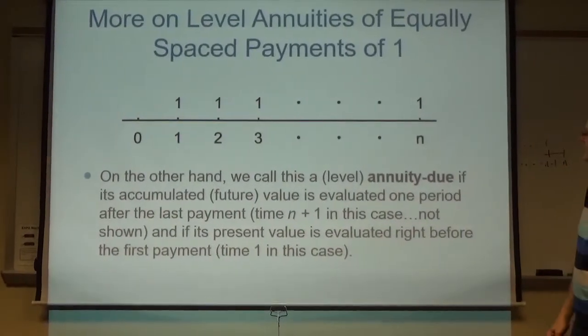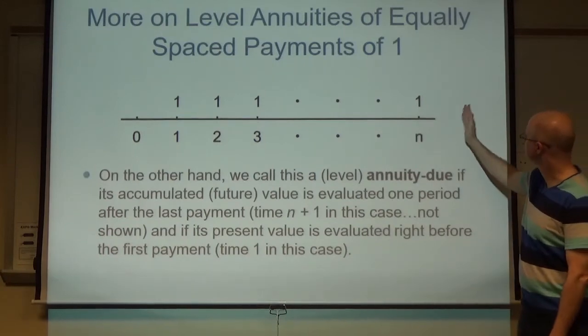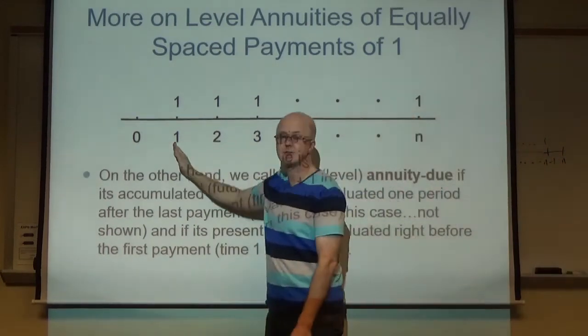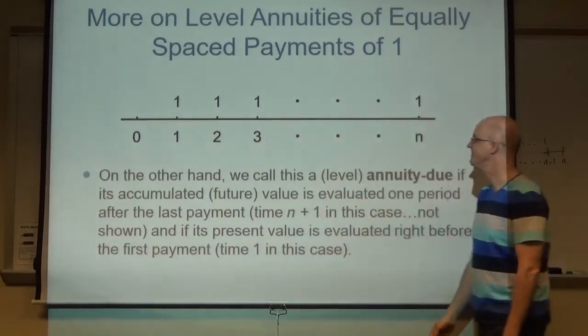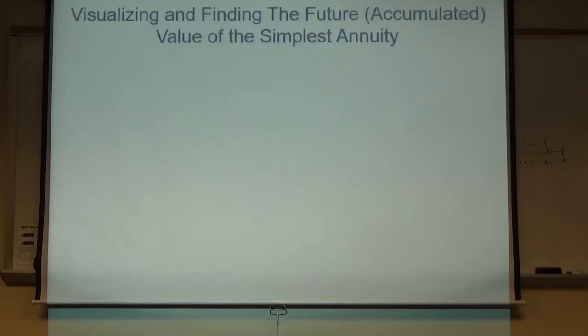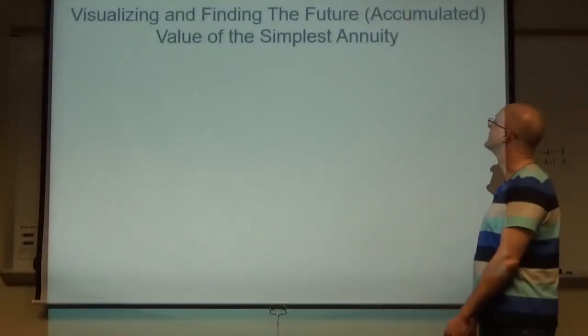But more importantly, even if you write it this way, you can still think of it as an annuity due. You're just evaluating the future value at time n plus 1 and the present value at time 1 if you draw it this way. How do you find the future value and the present value? Well, you need to add up the future and or present values of the individual payments.